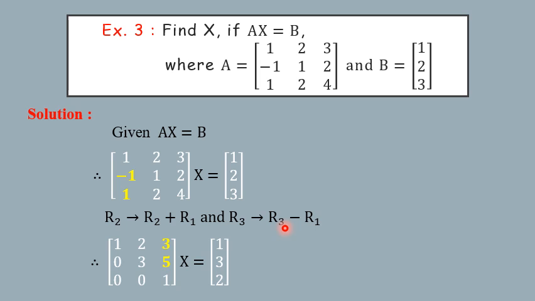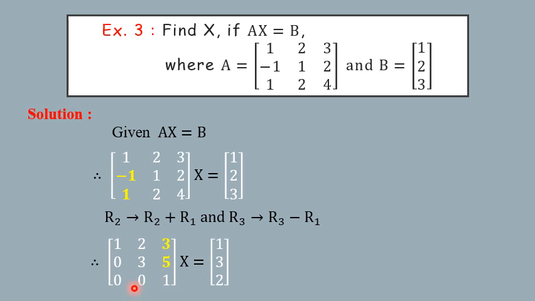We get this first row as it is. Now just adding the first row to the second row. Here minus 1 plus 1, answer will be 0. Here 1 plus 2, answer will be 3. Here 2 plus 3, answer will be 5. This matrix X as it is, this equal to sign as it is, and we have to perform the same transformations on this matrix B. So here 2 plus 1, answer will be 3.